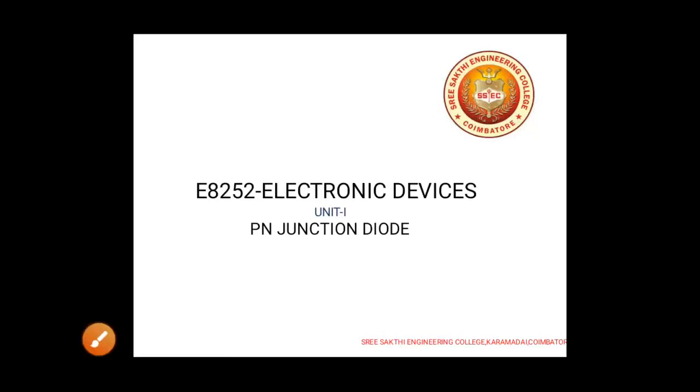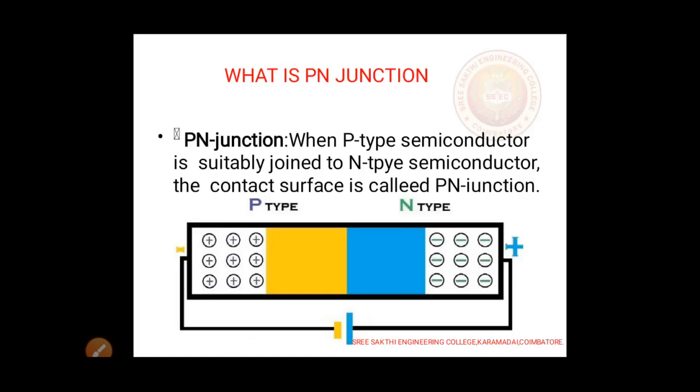Good morning to all. Now we will discuss the PN junction diode. What is a PN junction? Normally we have two types of semiconductor material. The first one is the P-type semiconductor material and the next one is the N-type semiconductor material. Combining a P-type semiconductor material with an N-type semiconductor material is known as the PN junction.